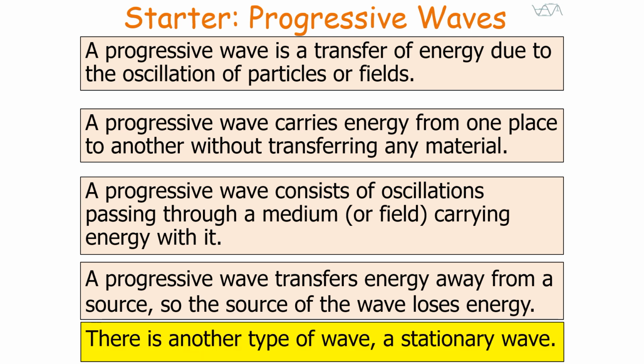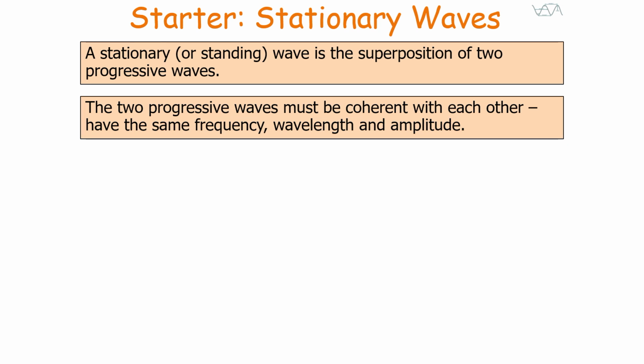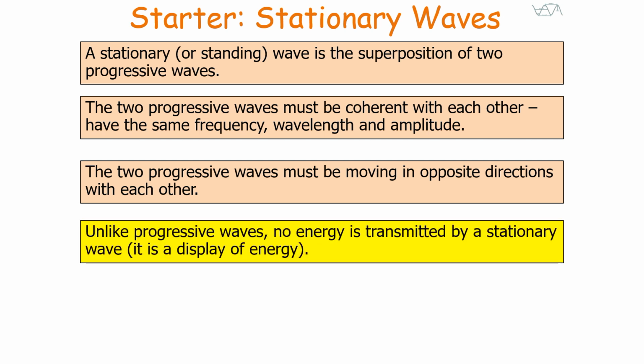But there is another type of wave, which is a stationary wave. Now a stationary or standing wave is a superposition of two progressive waves. So the two progressive waves have to be what we call coherent with each other, have the same frequency, wavelength and amplitude, and the two progressive waves must be moving in opposite directions with each other. Now unlike progressive waves, no energy is transmitted by a stationary wave, rather the energy is displayed.